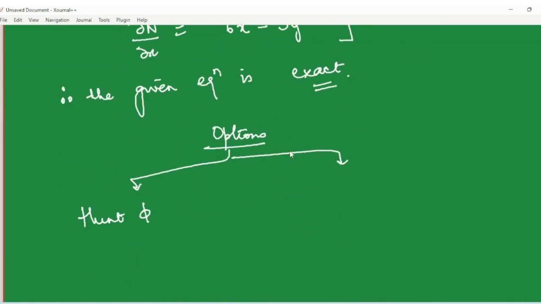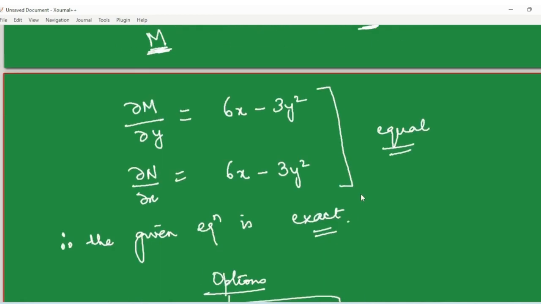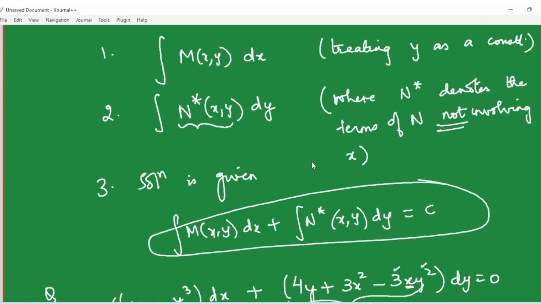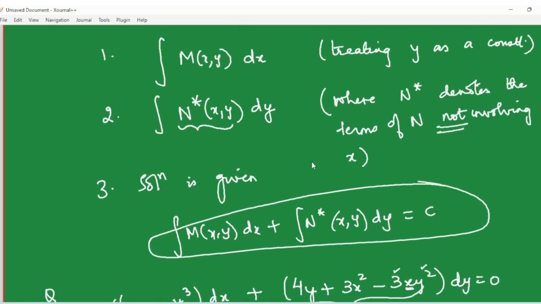The other way is through the rule that I have taught you just above. Since this is a very big expression in x and y, and M and N are a little complicated, let's not get into the hunt for phi. Instead, let me adopt this procedure which I have told you just now to find the solution.